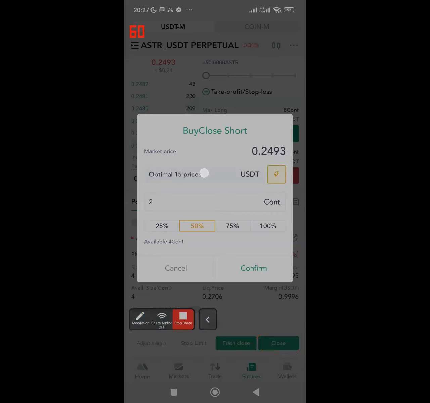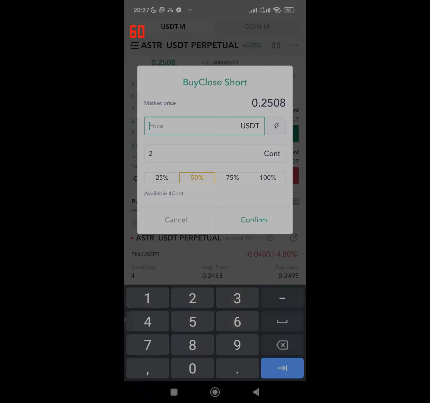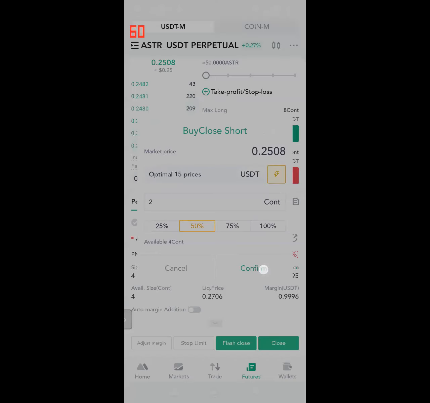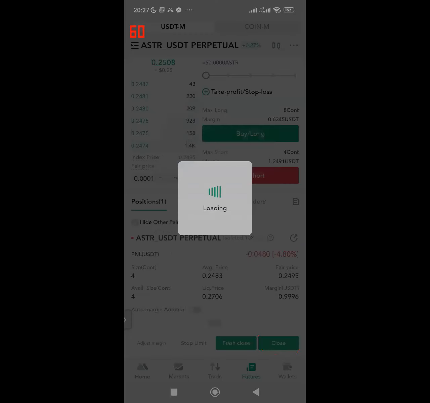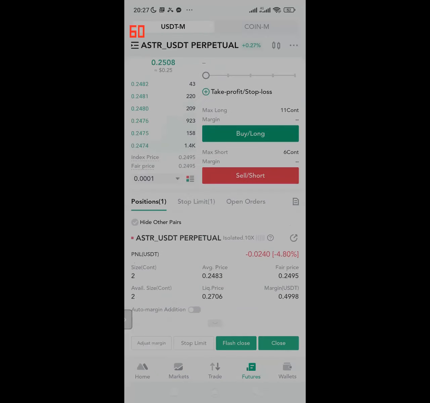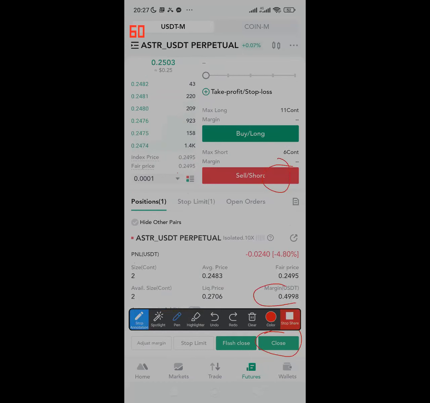I can leave it and set the limit price of where I want the order to be executed. But at this particular point, I want to close the position immediately. So I have to select this flash icon and click confirm. You will notice that my margin has reduced from about $1 to 0.49 cents, telling you that half of that position has been closed. Instead of closing my whole position, I was just trying to take partial profit. I hope it's clear.